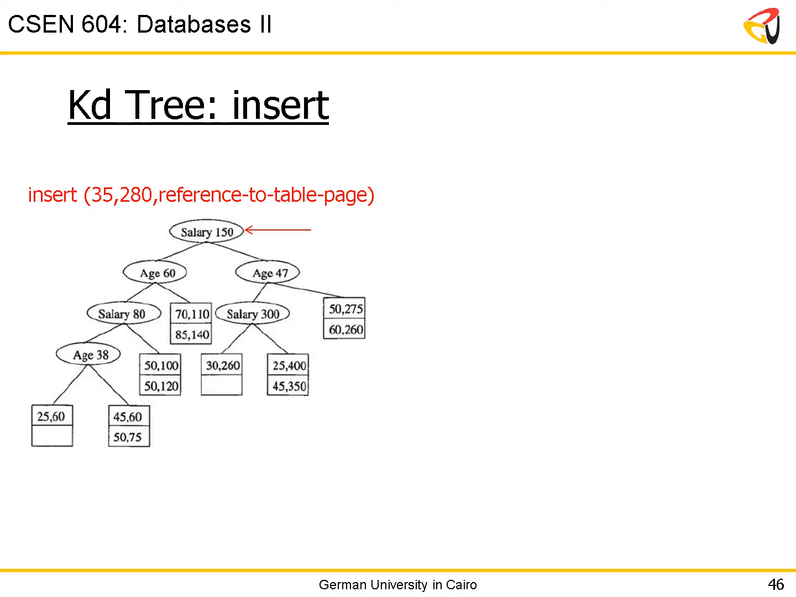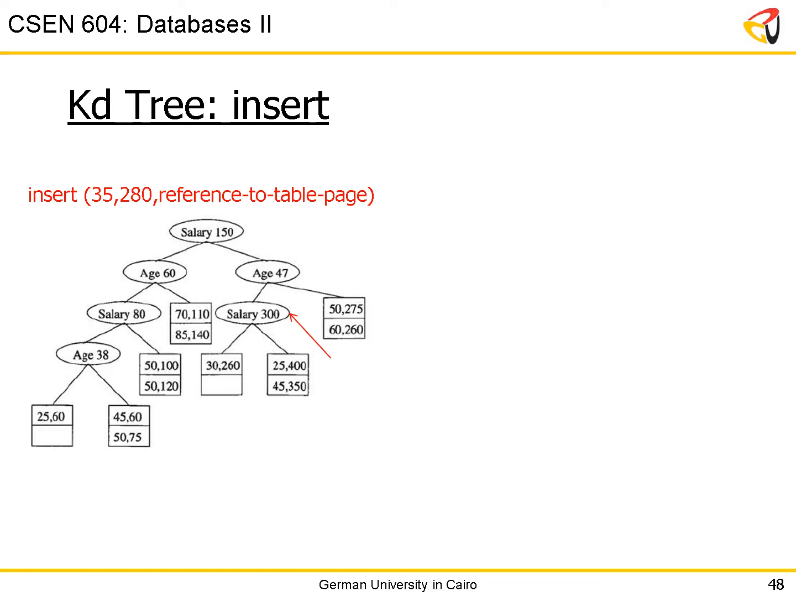Let's work out an insert in order to understand how this is really built. So I'm inserting here age 35 and salary 280. Now, I start with the root, which is for salary. 280 is greater than 150, so I go to the right. Now I'm working at the age, and what I'm interested in inserting is age 35, and this is telling me age 47, so I go to the left.